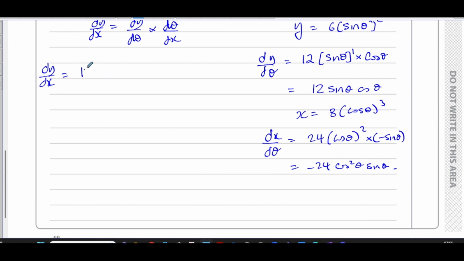So we can say that dy dx, therefore, is going to be equal to dy d theta, which is this, 12 sine theta cosine theta, times d theta dx, which is 1 over all of this. So I can just put it straight away underneath there. It's going to be minus 24 cosine squared theta times sine theta.